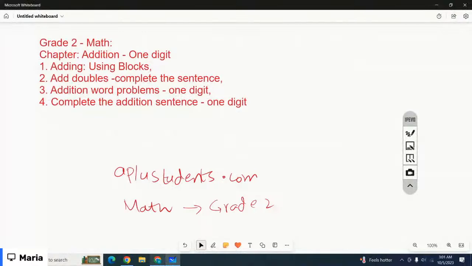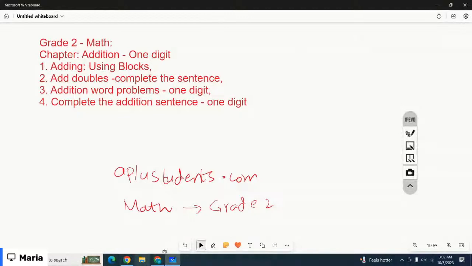We're going to start with the chapter addition one digit, and the lessons we're going to cover today are adding using blocks, add doubles, complete the sentences, addition word problems one digit, complete the addition sentence one digit. So let's just start with the first lesson, that is adding using blocks.